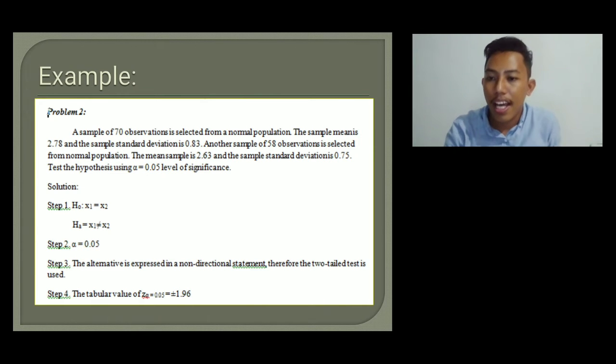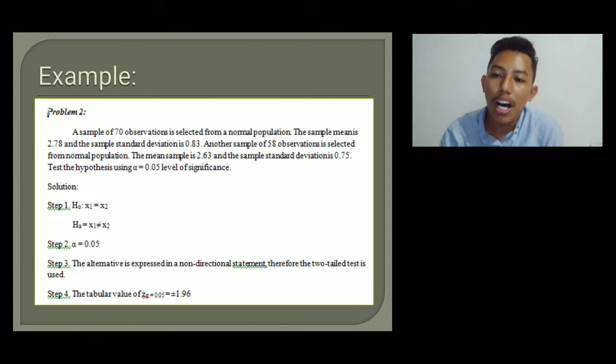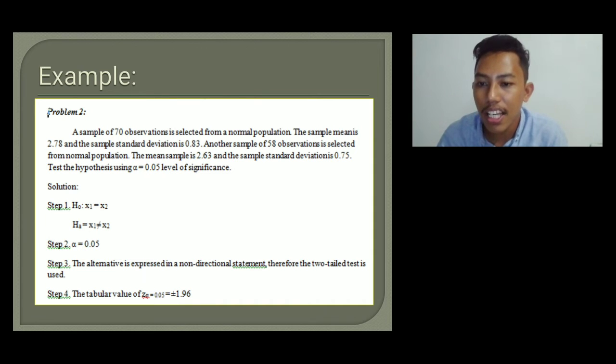Step 1. We need to determine our null and alternative hypothesis. So, our null hypothesis is x sub 1 is equal to x sub 2. Our alternative hypothesis is x sub 1 is not equal to x sub 2. Step 2, our level of significance is 0.05. And in step 3, the alternative is expressed in a non-directional statement. Therefore, we will use the two-tailed test. And then the fourth step is the tabular value of z at 0.05, which is positive or negative 1.96.